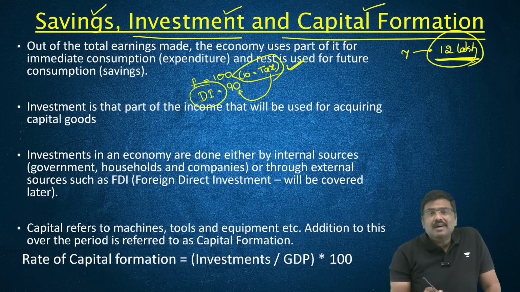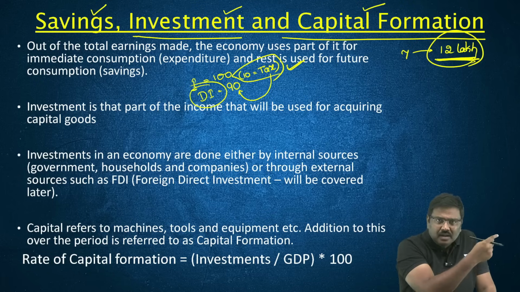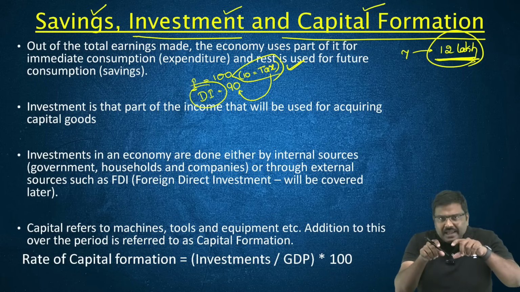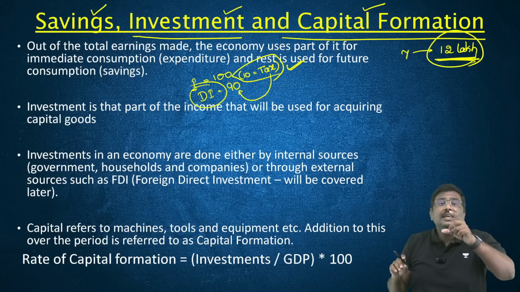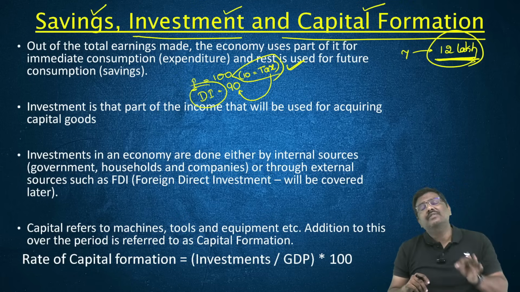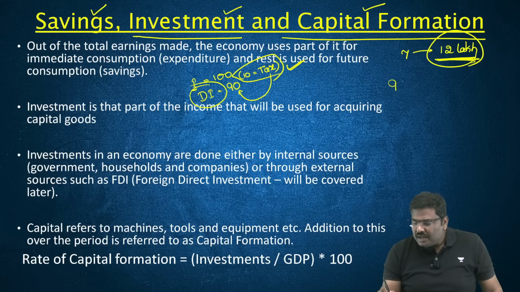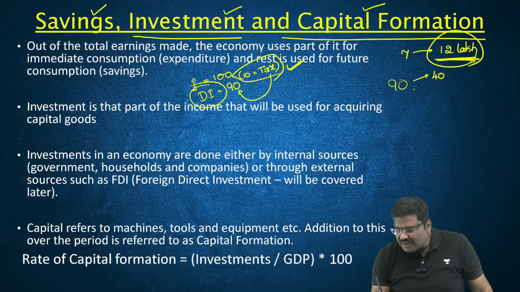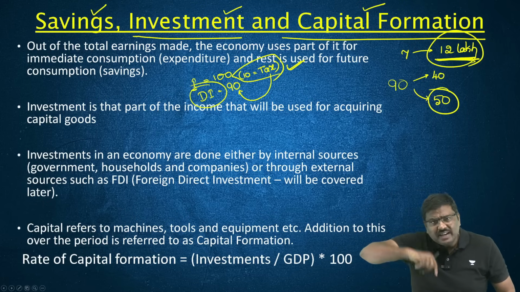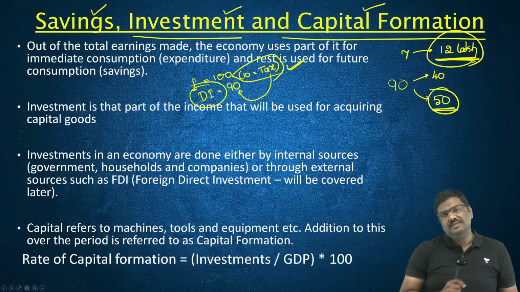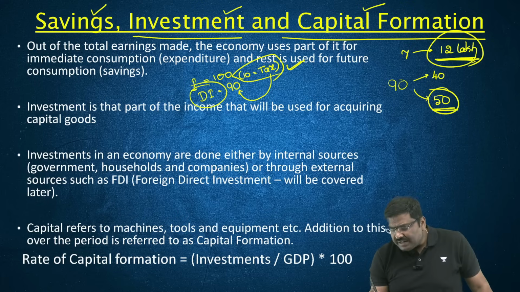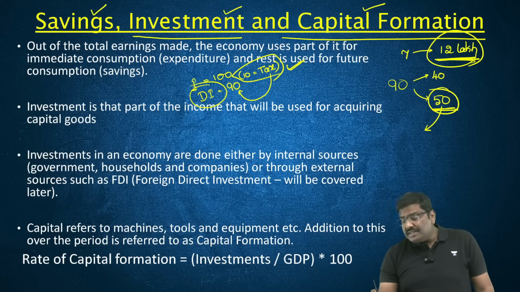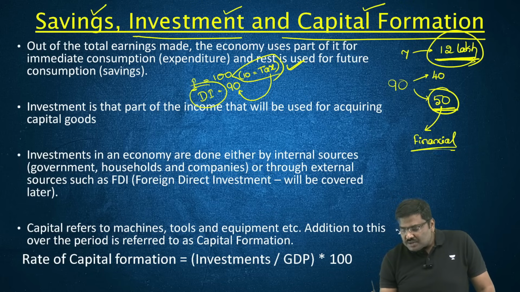Okay, so out of total earnings, the money I spend is called expenditure. The money I reserve, which I will not spend now but keep for future expenditure, is called savings. So imagine out of 90 rupees, I spend 40 rupees and save 50 rupees for future expenditure. This 50 rupees is called savings. Now this savings can lead to investments. How so? Imagine I take 50 rupees, go to a bank and deposit it. Now this is called a financial saving. Remember this.